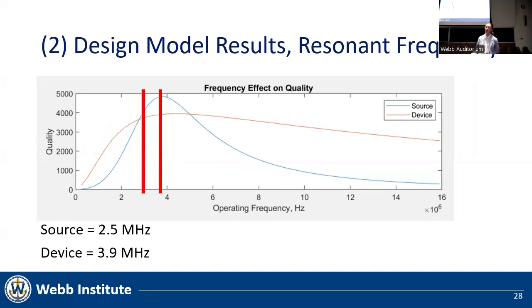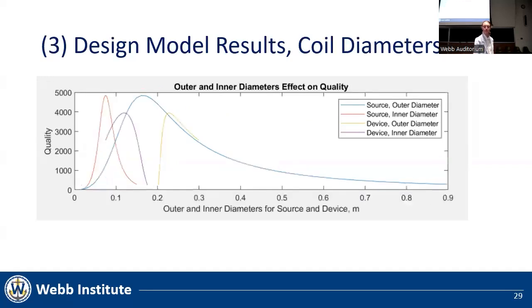So between 2.5 and 3.9 megahertz, 3 megahertz is selected. The third and final graph for the design model output is for the inner and outer diameters for both the source and device coils. Although it looks a bit more complicated, the higher peaks are for the source coil inner and outer diameters, with the two shorter peaks for the device inner and outer diameters.